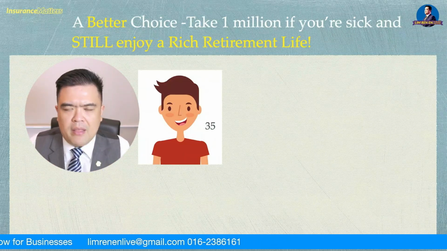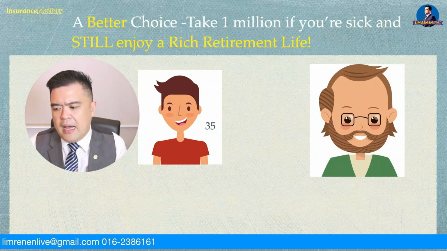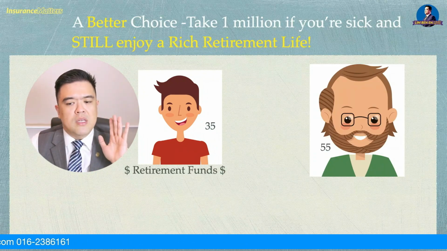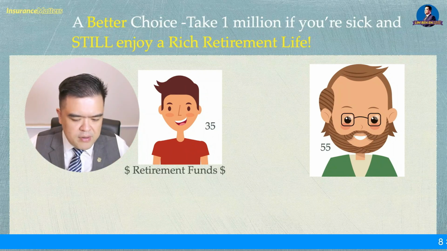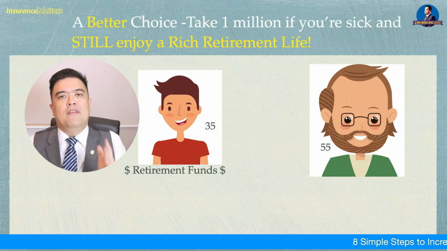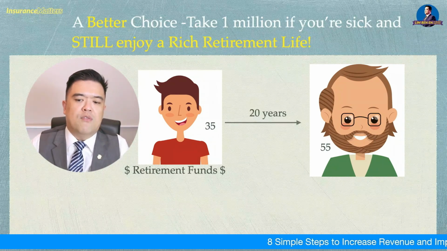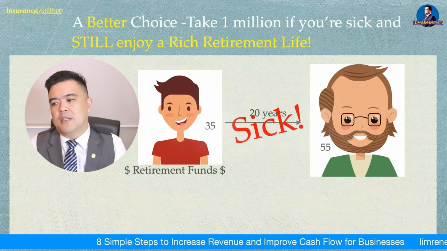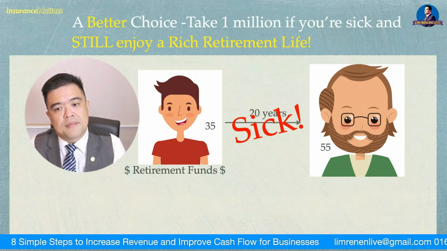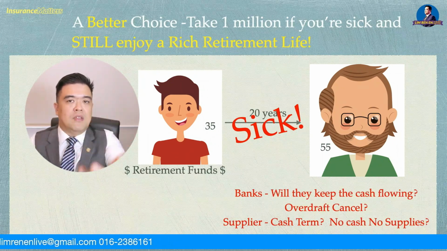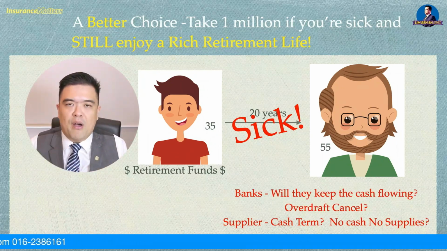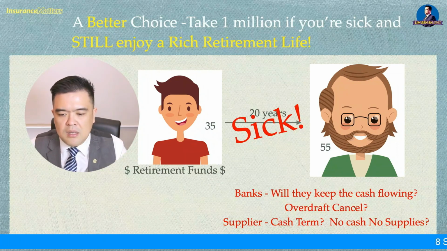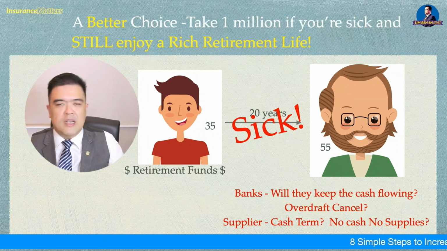It's the same thing at 35 years old, you want to plan for the guy who is 55. So this guy that you have prepared, say a 3,000 ringgit retirement plan for his retirement at 55. You save for 20 years. In between, something happened. This person becomes sick. You cannot work anymore. The banks will come after you. Take back all the umbrella, take back all your terms. Supplier cash term, no cash, no supplies.